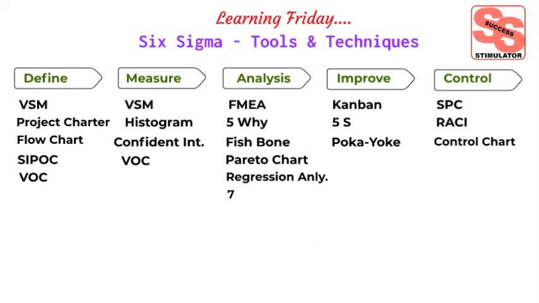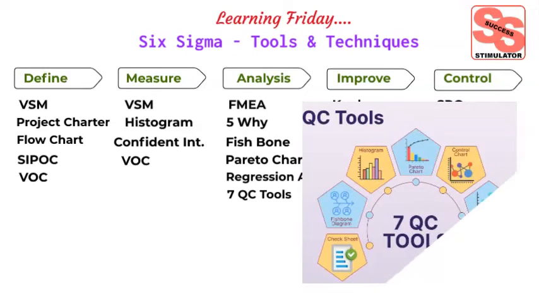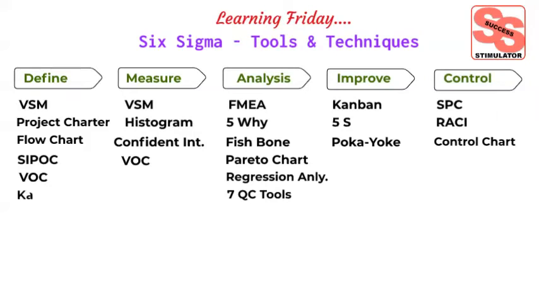Next one is 7QC tools. These 7QC tools are used for collection, collation, analyzing, interpretation and reporting of data. The data thus reported is used for identifying various issues that are currently or may in future affect the product quality. Next one is Kano model.